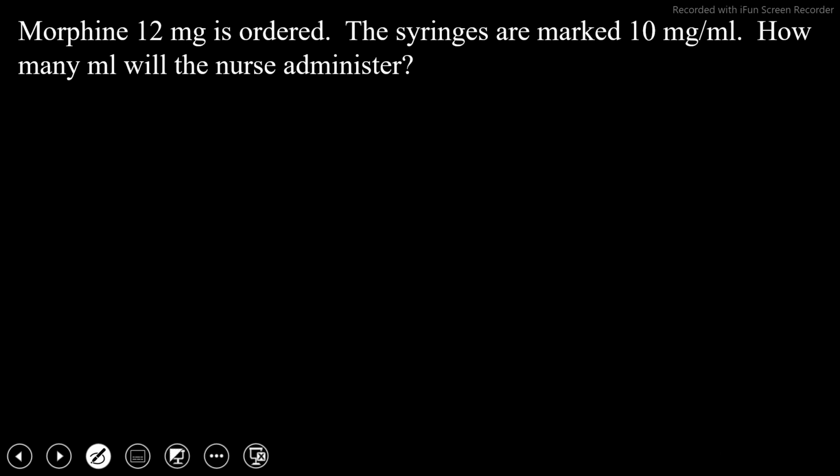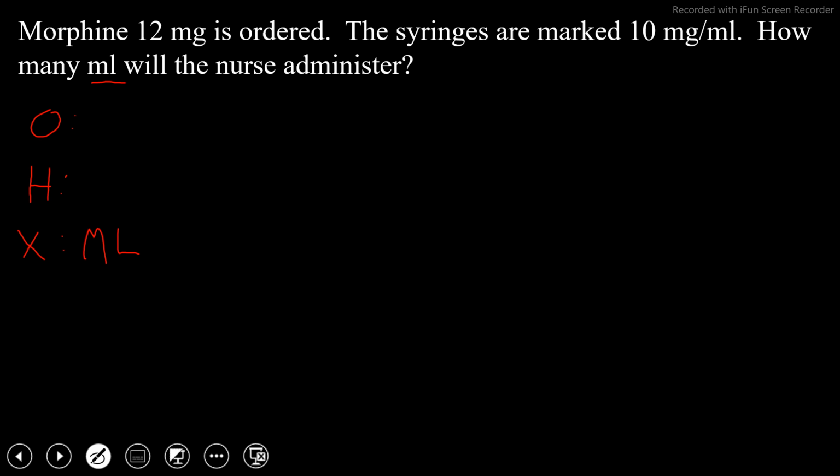Morphine 12 milligrams is ordered. The syringes are marked 10 milligrams per mL. How many mL will the nurse administer? So I start by putting this O here for what is ordered, the H for what we have, and the X for what we're solving for. So we are solving for mL. So I'm going to go ahead and put mL there.